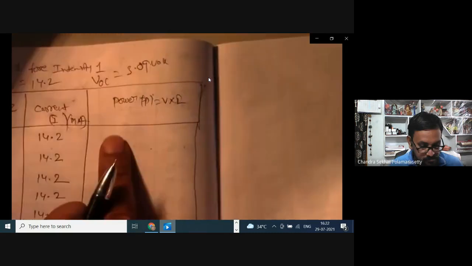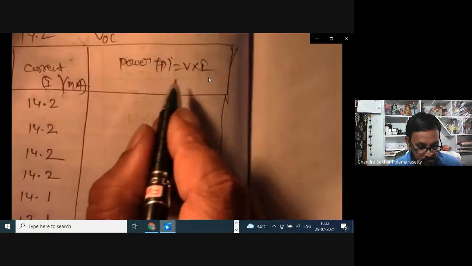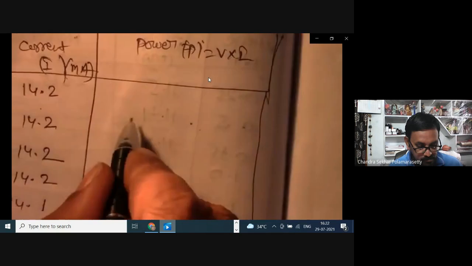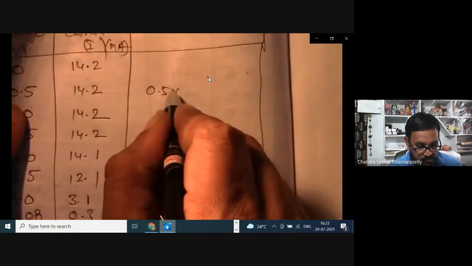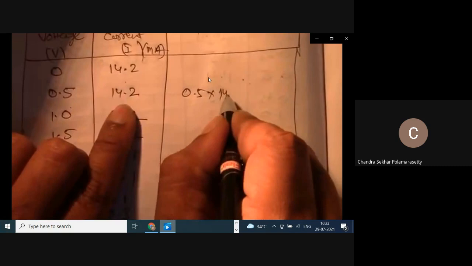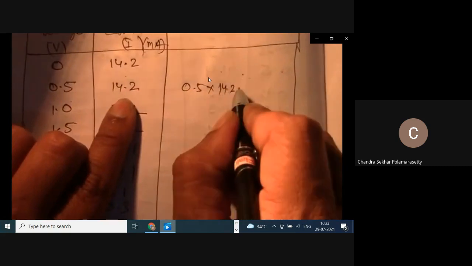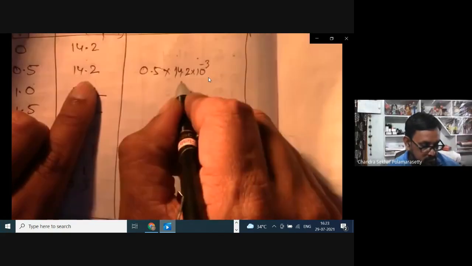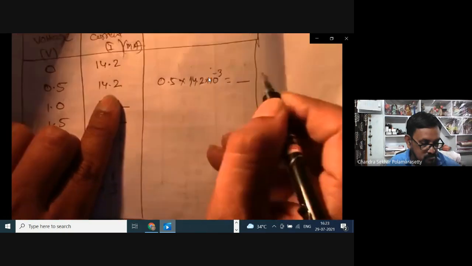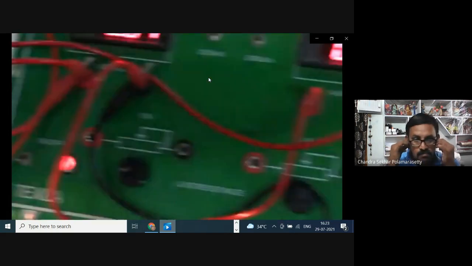So at 0 volts for intensity 2, what are we getting? 6.5 milliamperes of current we are getting. Now 0, 0.5, 1, 1.5, 2, 2.5, 3. Okay. Now for 0.5 volts.